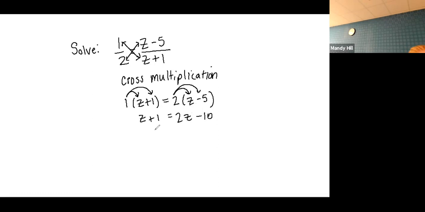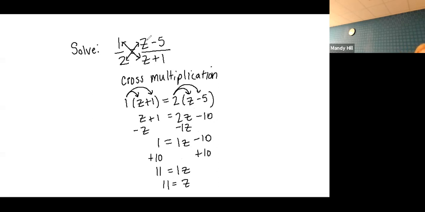So we've got to move one of these Z's, and it doesn't matter which one. I'm just going to subtract this one. So I'm going to subtract a Z, and now there's no number here, so we know this is 1Z. So this is going to turn into 0, and I'm going to have 1 is equal to 2Z minus 1Z. Well, that's 1Z minus 10. Now I can add 10 to the other side of my equal sign, and that's going to get me 11 is equal to 1Z. So Z is equal to 11.